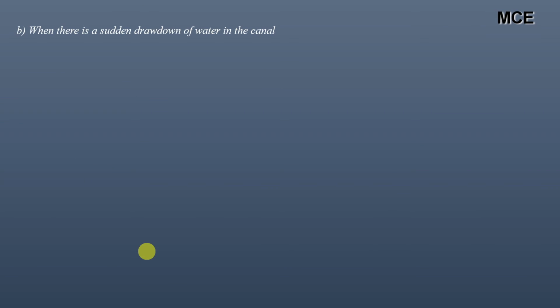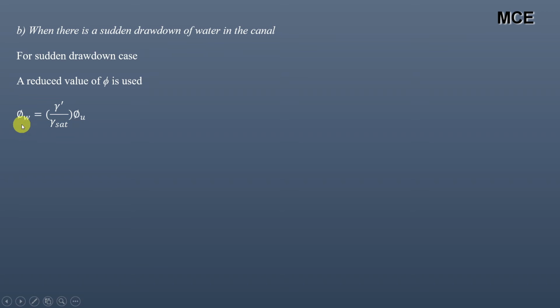In the second case, when there is sudden drawdown of water in the canal, remember that for a sudden drawdown case you have to use a reduced value of friction angle. This reduced value is given as gamma dash divided by gamma saturated into phi u, where gamma dash is the submerged unit weight, gamma saturated is the saturated unit weight, and phi u is the undrained friction angle. So it will be 8.1 divided by 17.9 into 15 degrees. So our reduced value of phi is 6.8 degree.